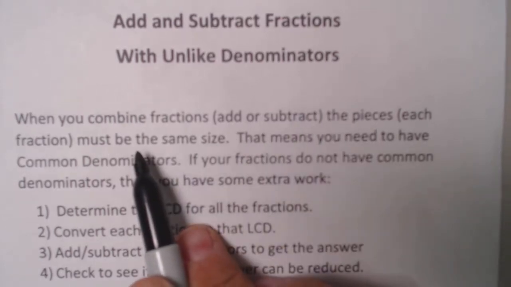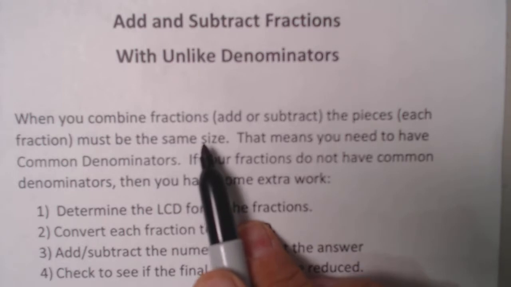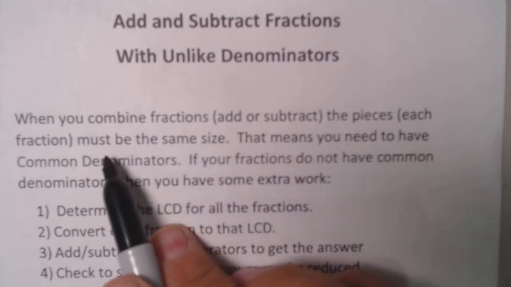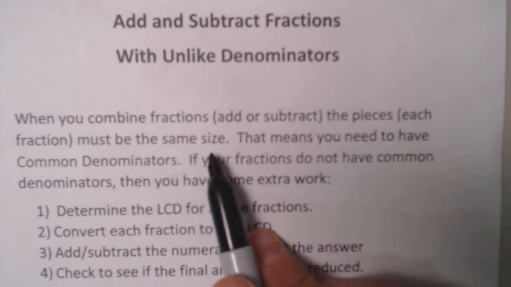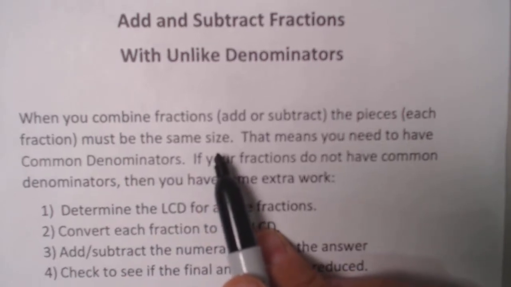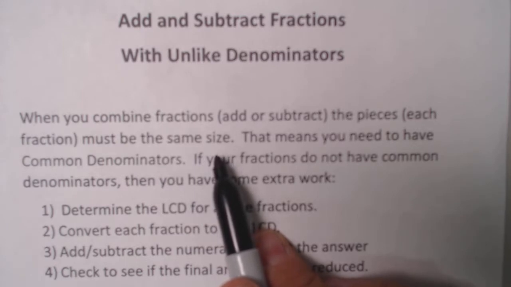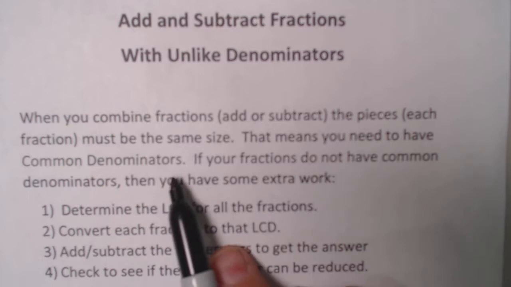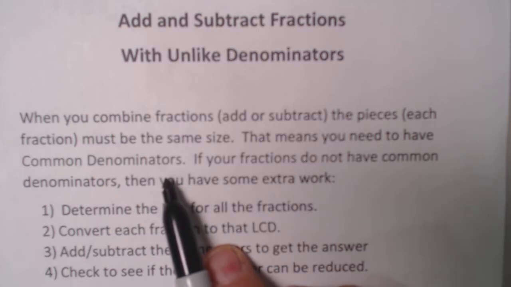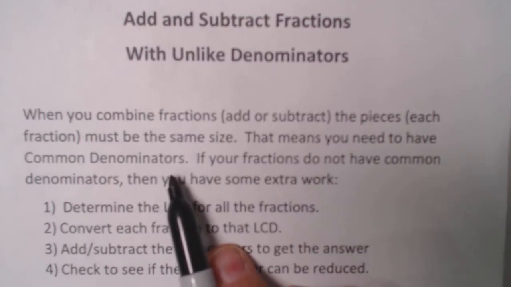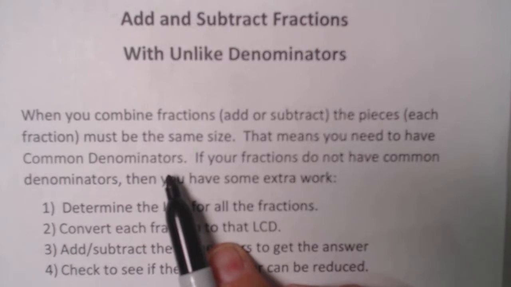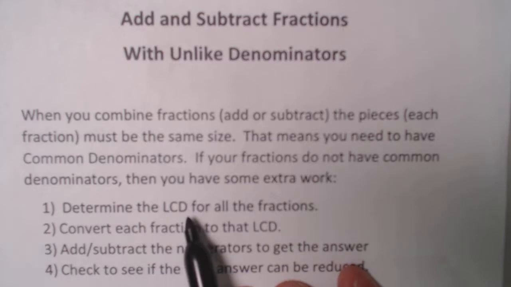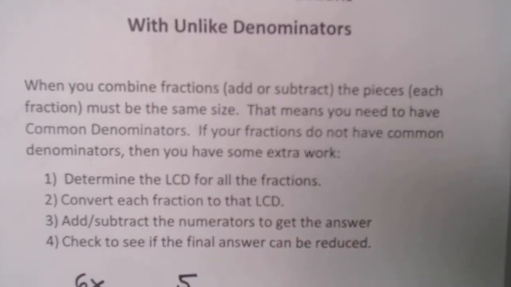Whenever you combine fractions, that is, you add or subtract them, the pieces, meaning each fraction, must be the same size because you've always got to be combining same size pieces, whether you're adding or subtracting. That means you need to have common denominators. And of course, it's the LCD that you want to convert these to. If your fractions do not have common denominators, then you have a little bit of extra work to do.